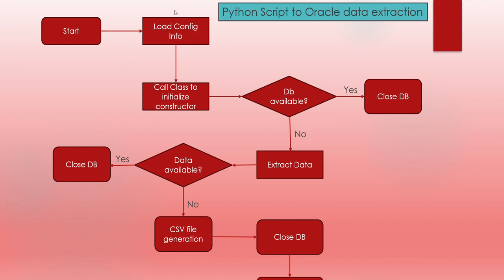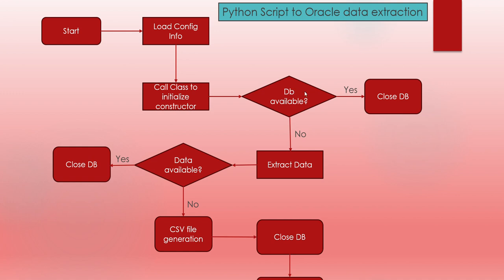Basically, the class object will initially be loaded with the config information. Based on the config information, the class will be initialized in the constructor, using the config information already set as a global variable. Once that has been set, you are ready for connecting to the database or closing the database and calling the other respective methods inside the class.